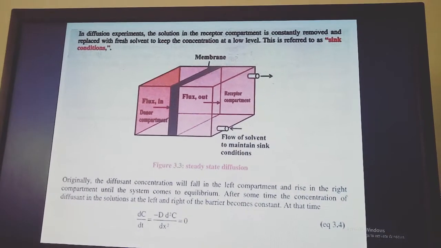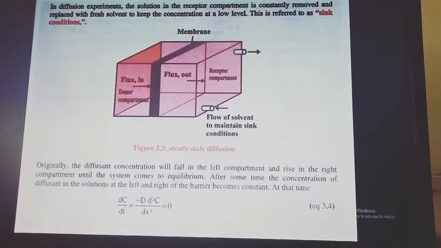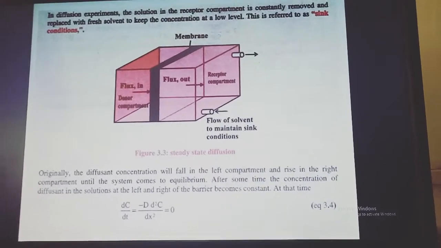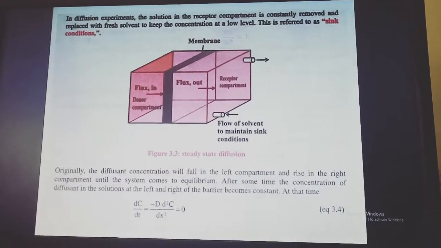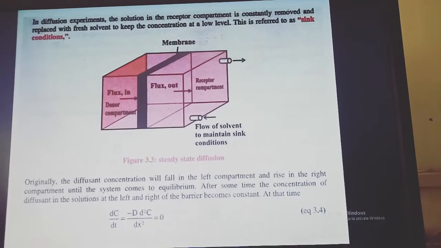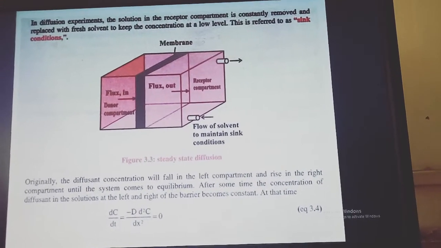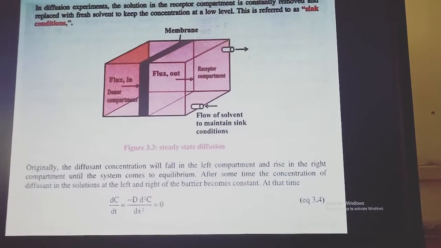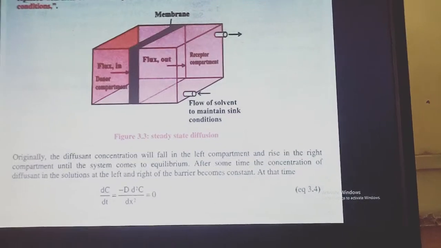Originally, the concentration will fall in the left compartment and rise in the right compartment. Generally you know that when molecules transfer from the left compartment to the right compartment, the concentration will fall in the left compartment and the concentration will rise in the right compartment. And both systems come into equilibrium. After some time, the concentration of diffusant in the solution at the left and the right becomes constant. Equilibrium condition exists. At that time, dC/dt is equal to minus d squared C/dx squared, which is equal to 0. Means both conditions are in equilibrium on both sides.